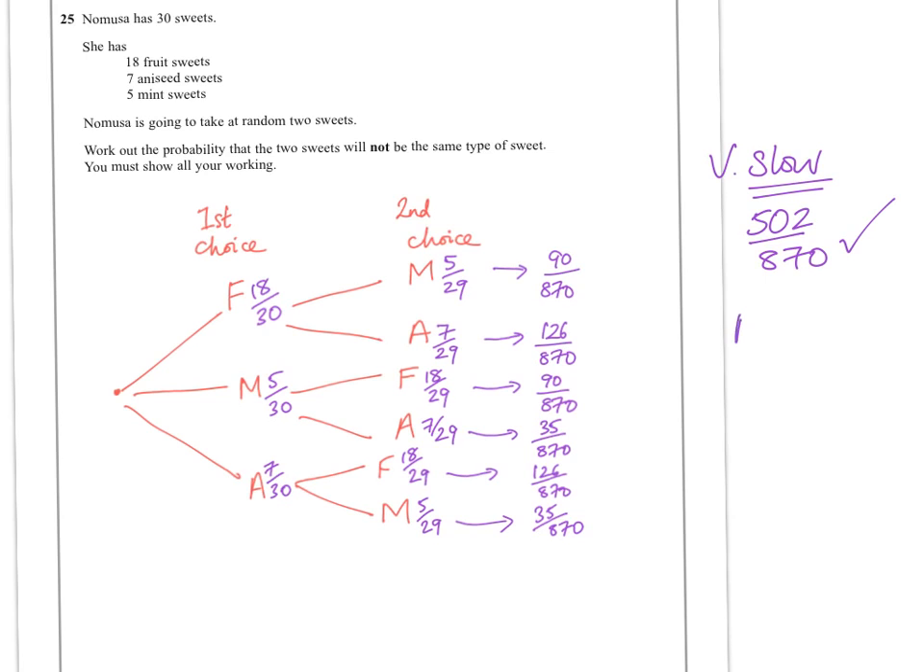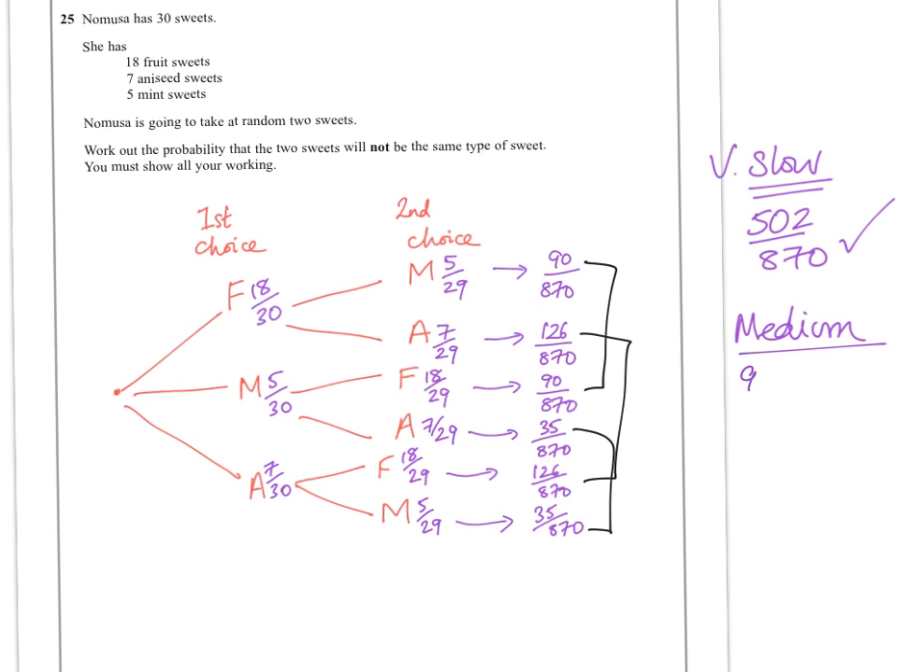Now let's go to a mediumly slow, if there's such a phrase, a mediumly slow way of doing this. Here's another way. You could look at F then M, so fruit then mint, and then mint then fruit. Can you notice that you get 90 out of 870 in each case? So what you could do is cut yourself down a bit of time. You could just do these 2 doubled, these 2 doubled, and these 2 doubled. So you've only got to find one of them, i.e. F then M, and then double it. So what would that give?